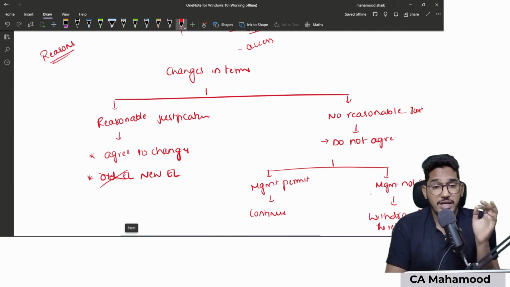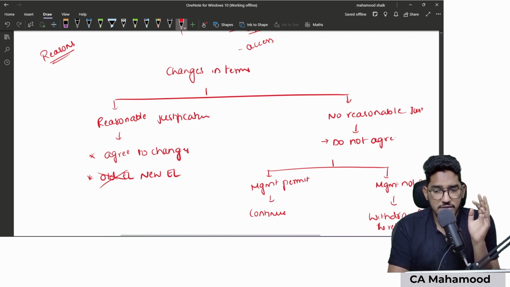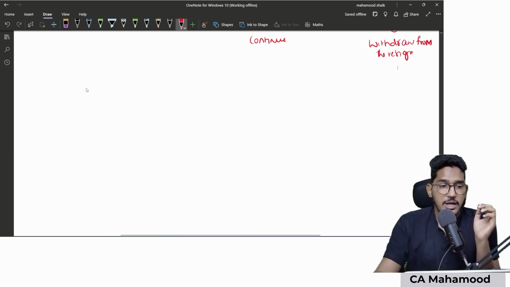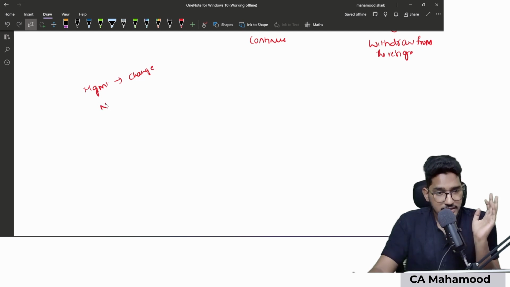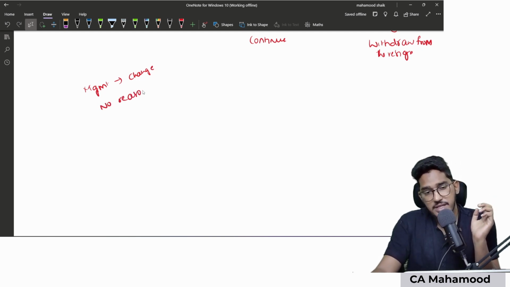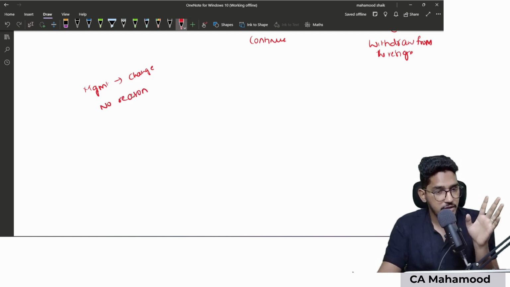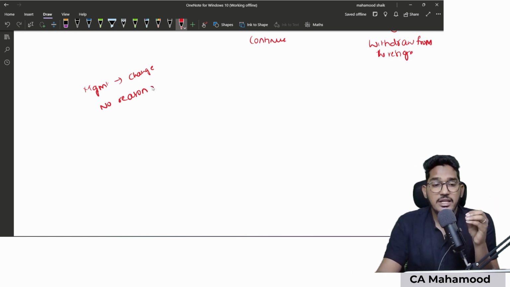They might ask you a case scenario based MCQ, something like this. For example, assume they have asked a question that management came to the auditor asking for changes in the terms. There is no reasonable justification for the same. This is the statement given. Management approached the auditor asking for the changes in the terms, and there is no reasonable justification for that. What should be the auditor's action?